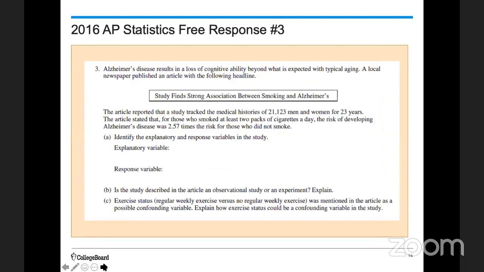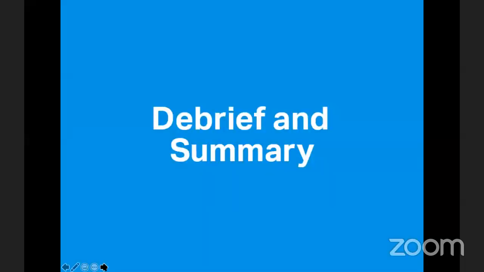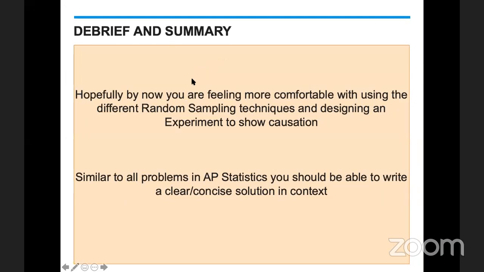We did that one and we went through that one, hopefully not too fast, but hopefully I did at least a decent job with that. So hopefully by now you're feeling more comfortable with using the different random sampling techniques. Again, we talked about the four principles and designing an experiment to show causation. That's the big word. I want to be able to, at the end of a well-designed experiment, say this caused that. Similar to every single problem that Luke and I do in AP Statistics, you should be able to write a clear, concise solution in context.